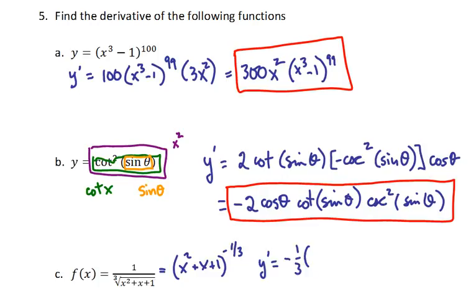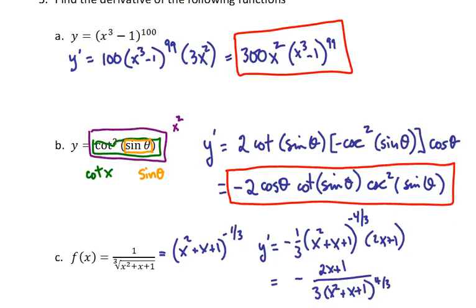So let's find that derivative. That's negative 1/3 times x squared plus x plus 1. Subtract 3/3, so it's negative 4/3 power times the derivative of the inside, which is 2x plus 1. And so we end up with negative 2x plus 1 over 3 times the quantity x squared plus x plus 1 to the 4/3 power.